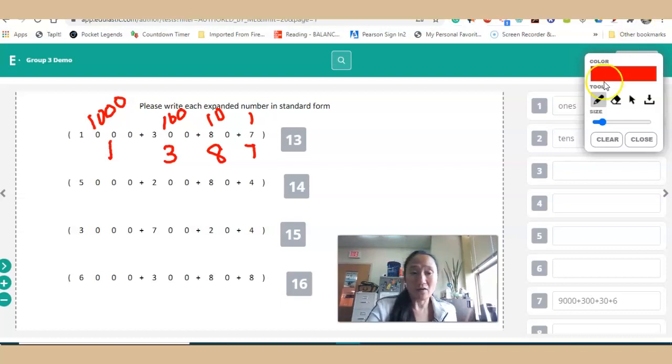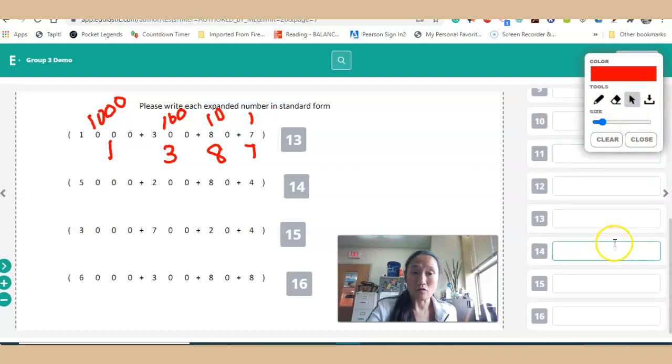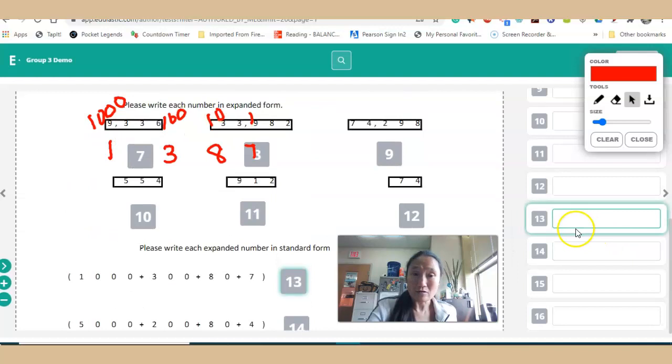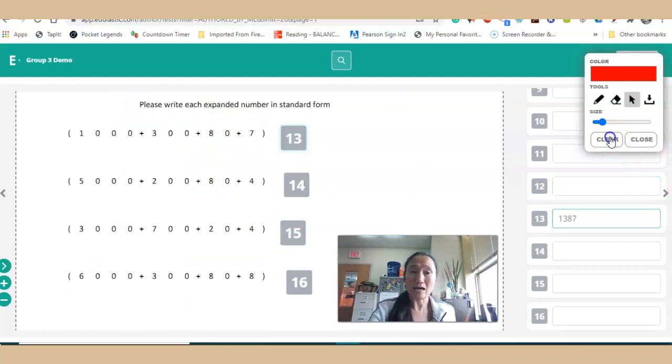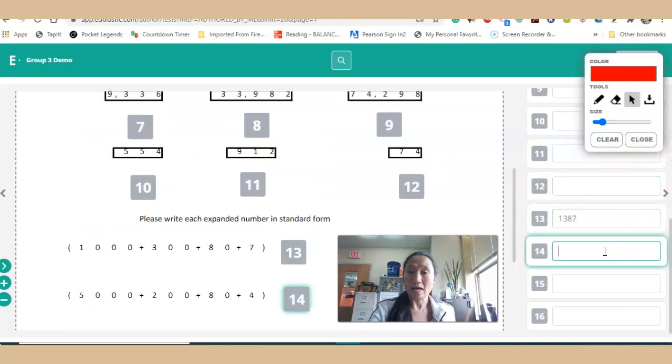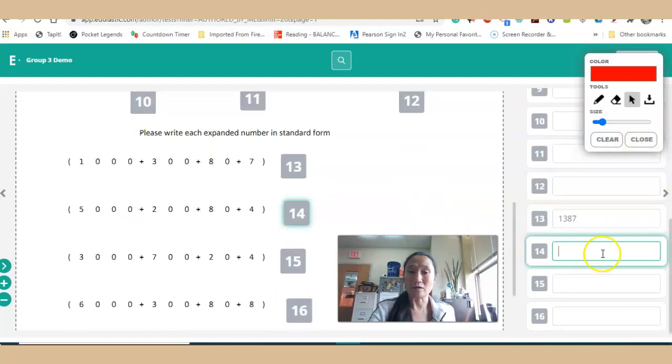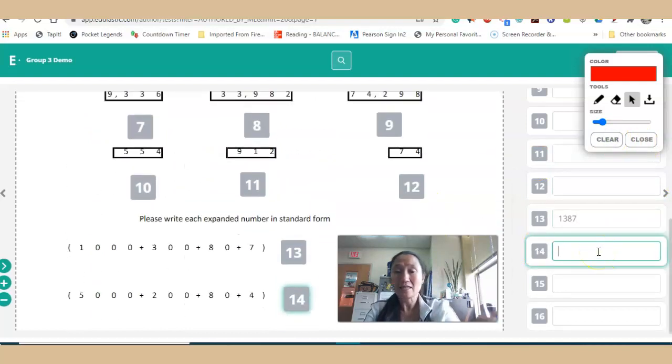And if I was to write that down in my answer key over here in question number 13, right there, it would be 1,387. Okay? So now, we clear that out. And I want to keep that up here. I want to look at the next question.